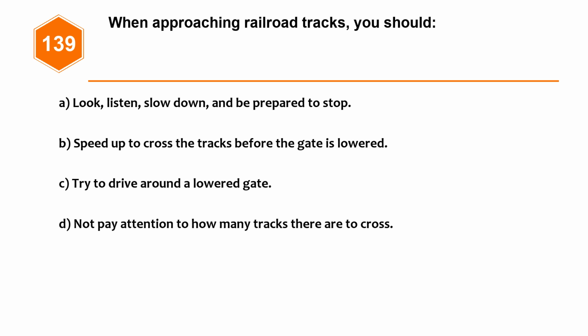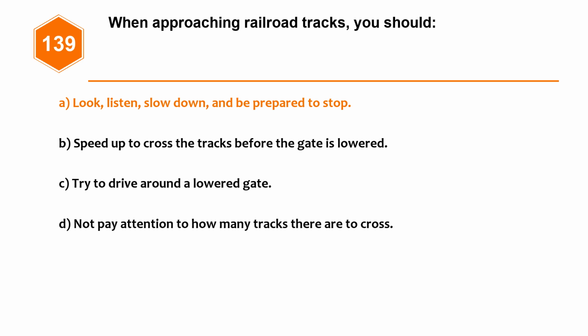Question 139. When approaching railroad tracks, you should Option A. Look, listen, slow down, and be prepared to stop. Option B. Speed up to cross the tracks before the gate is lowered. Option C. Try to drive around a lowered gate. Option D. Not pay attention to how many tracks there are to cross.